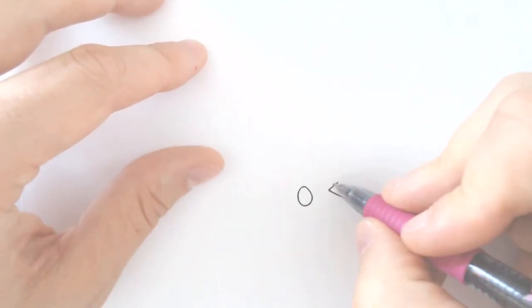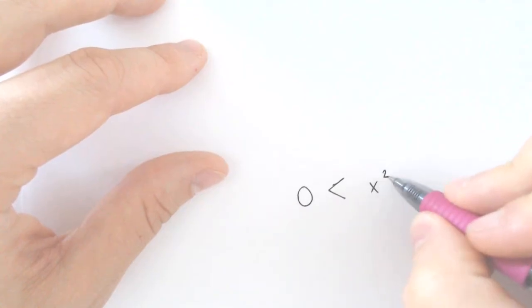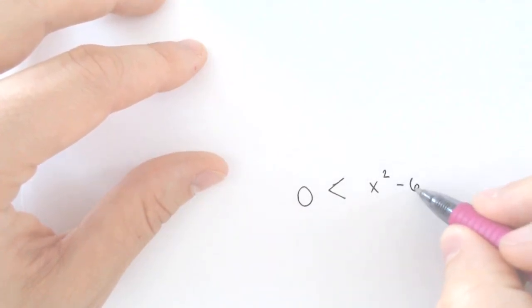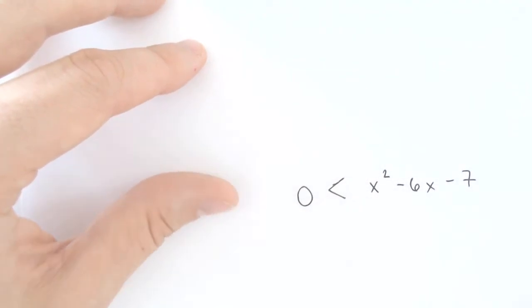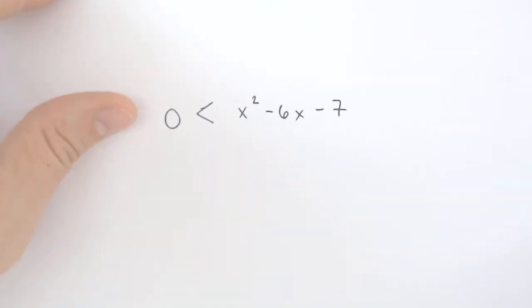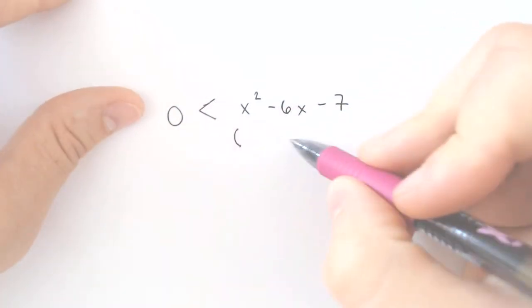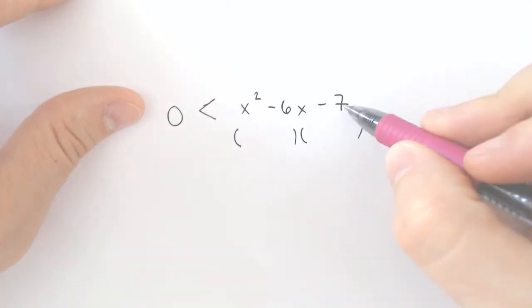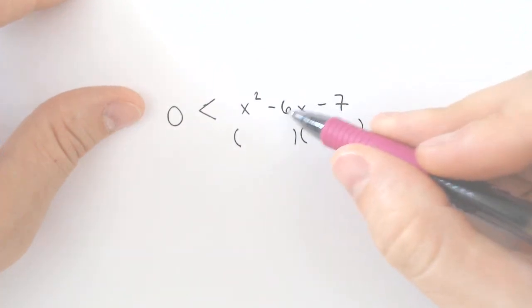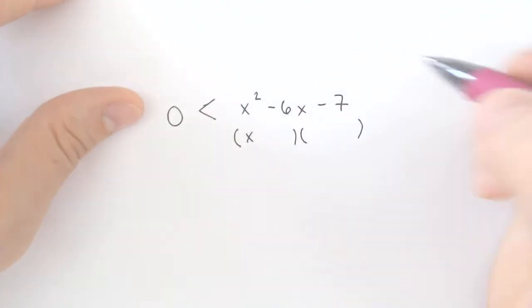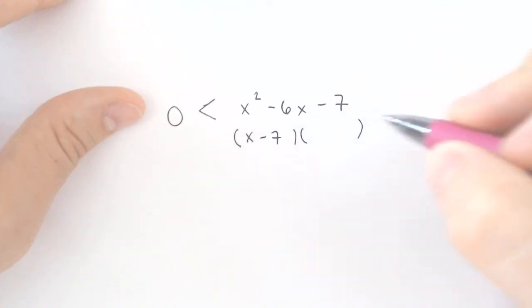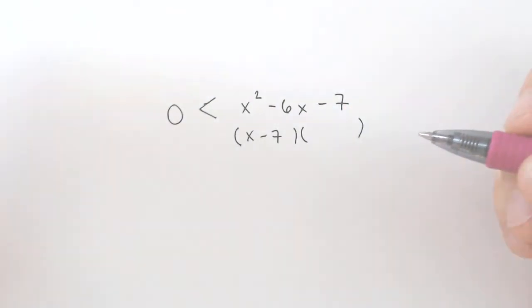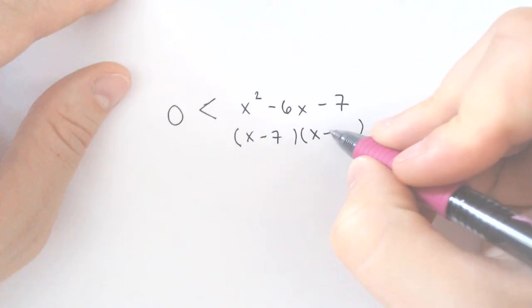So this next one, let's say we have 0 is less than x squared minus 6x minus 7. If you need to factor this, you're looking for what would multiply to -7 but would add to -6. If you are struggling with factoring, I would recommend looking at the factoring video. I want to keep this on solving inequalities, not on factoring at the moment.